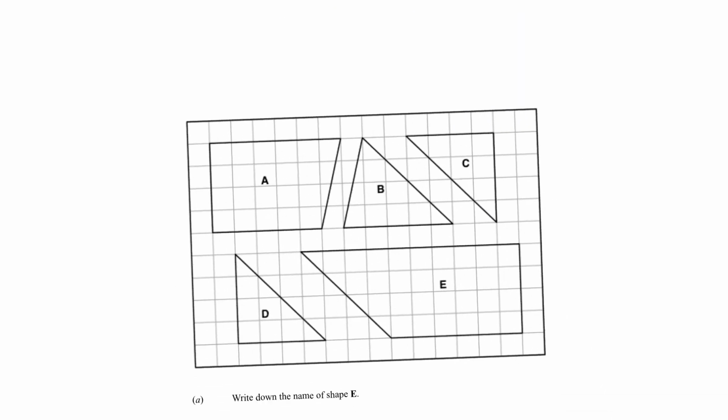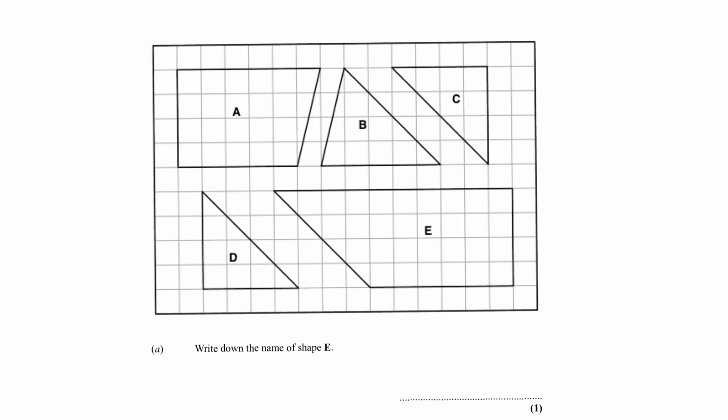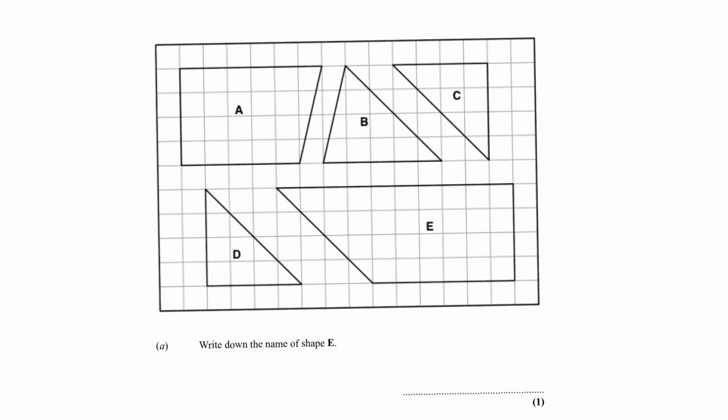Okay, then this next question, it's basically given us a bunch of shapes and it wants us to name shape E. So shape E is over here. Shape E has two lines that are parallel, a perpendicular height going on, and a slanted line. We call this a trapezium.